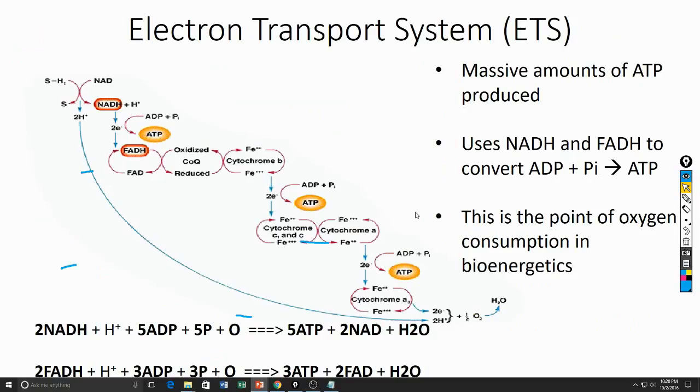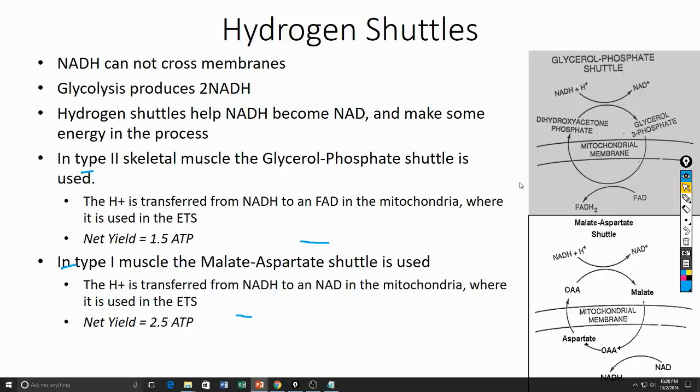Alright, so let's move on a little bit. So hydrogen shuttles. Hydrogen shuttles are another means of getting hydrogen off of NAD in the sarcoplasm to help glycolysis work, but also it allows you to take the hydrogens that were on those NAD and use them for energy. Okay, so you have two different hydrogen shuttles. You have the glyceryl phosphate shuttle, and you have the malate aspartate shuttle. And the difference between the two is just which place they're located.